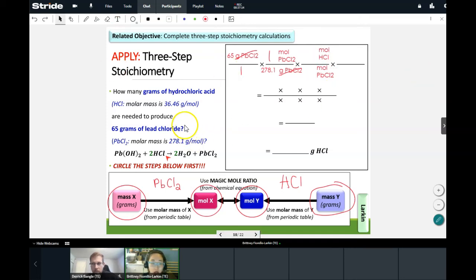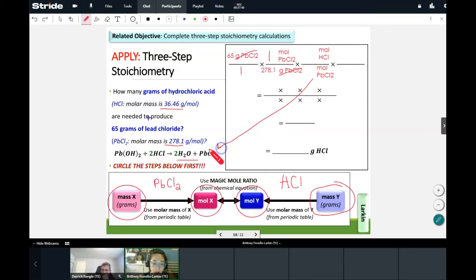Point for me on the board. Which of my 3 standardized things contains moles of both HCl and PbCl2? No grams. I don't want grams. There are no grams that I'm looking for. I need something that includes moles of both hydrochloric acid and lead chloride. Yeah, only the chemical equation includes both of those and is always true.